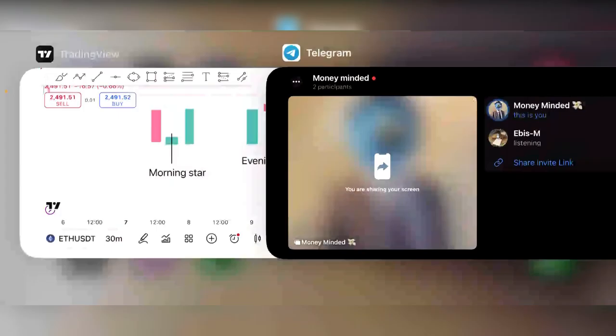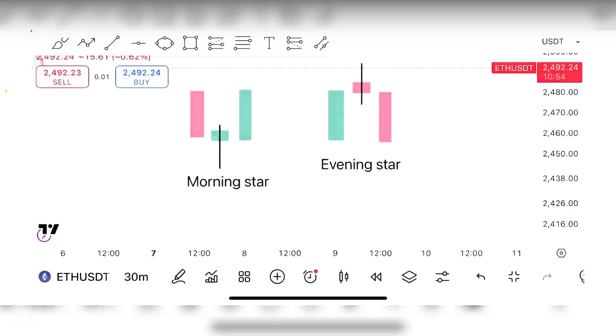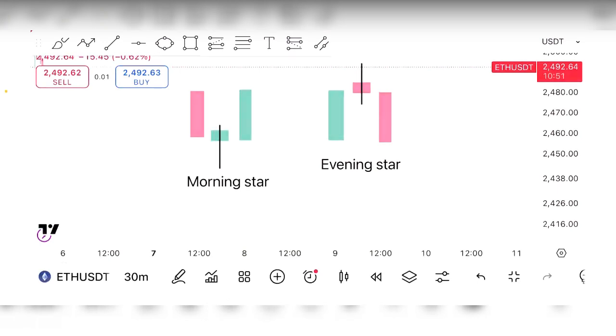Once price gets to your point of interest, that is when you start using the evening star or morning star. If you don't find any of these two candlestick patterns at your point of interest, that is when you start using the bullish engulfing or bearish engulfing, whichever one of these patterns you see at your point of interest. So let me show you how it looks on the live chart.